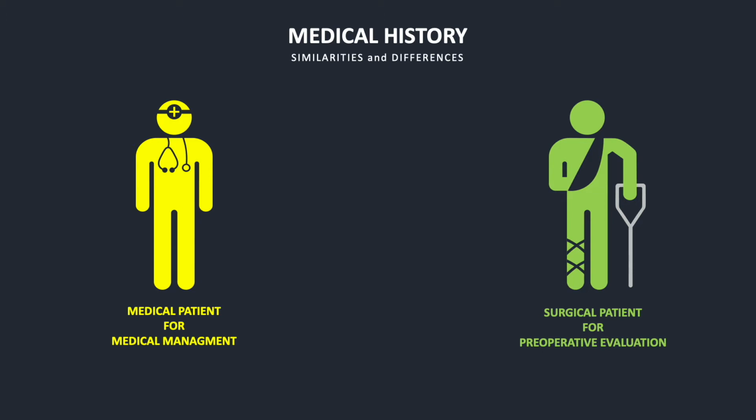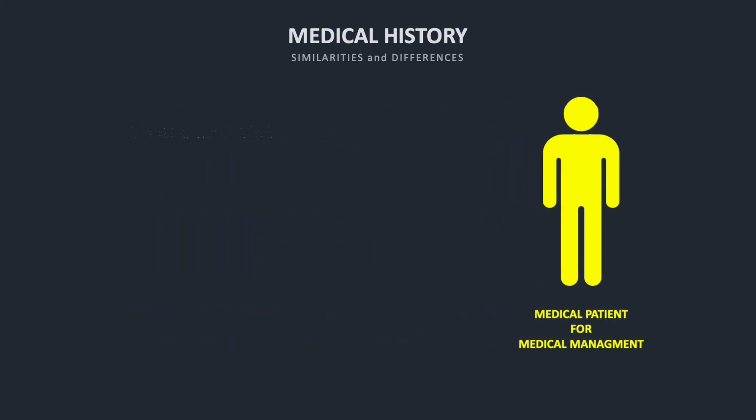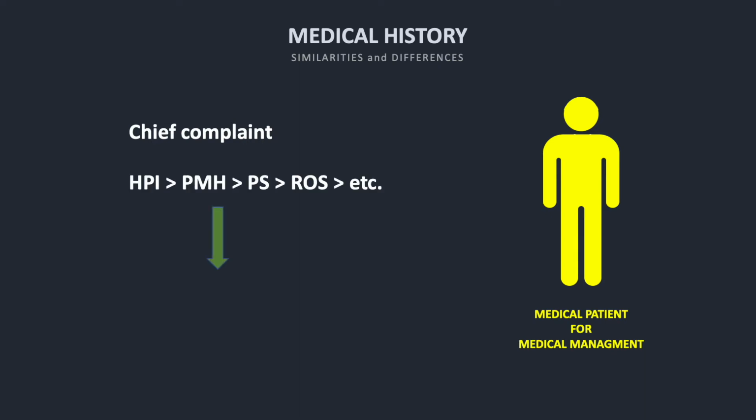So on the left side is the medical patient for medical management, and the surgical patient for preoperative evaluation on the right side. Medical patients usually come with a chief complaint and the doctor doesn't really know what the patient has yet. So he or she will work around and try to figure out what the patient has by going through the history of present illness, past medical history, personal social, and review of systems, etc. And hopefully arrive at the disease process and manage that disease.